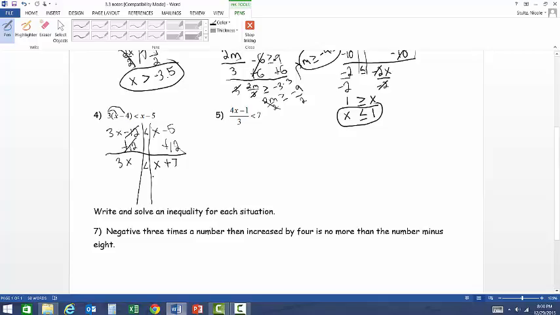I want my x's on the same side. So we're going to subtract an x. And then finally divide by 2. Be careful, just because I'm dividing doesn't mean I flip my sign around. I divided by a positive, so leave the sign alone. Doesn't change anything. So I'm going to have x is less than, and again I'm going to get 3.5, because that's half of 7.